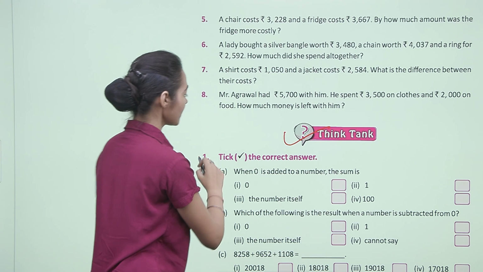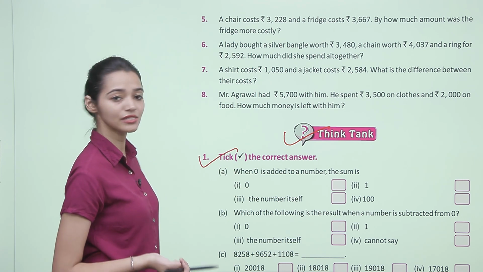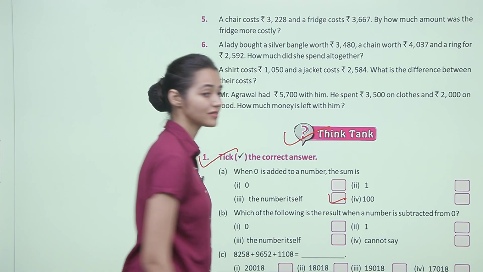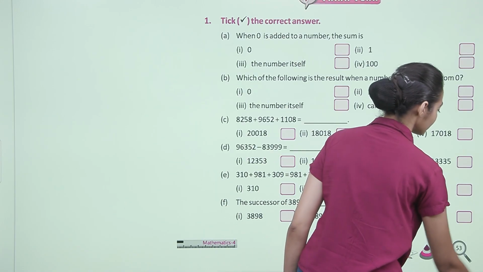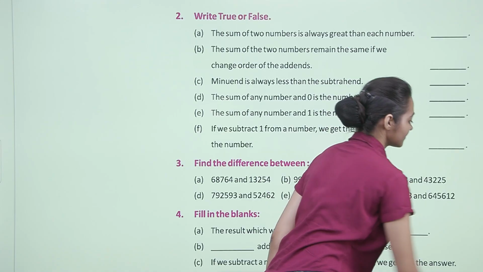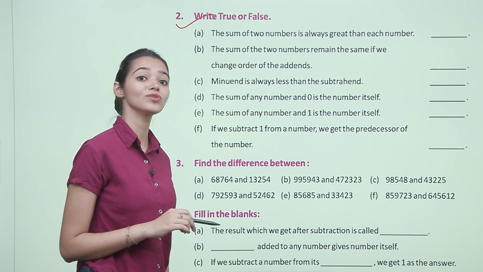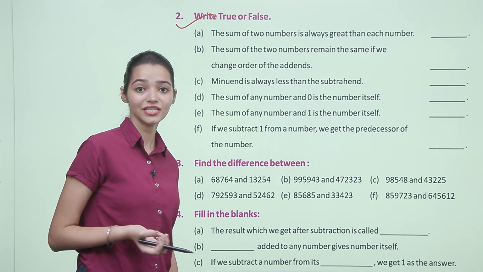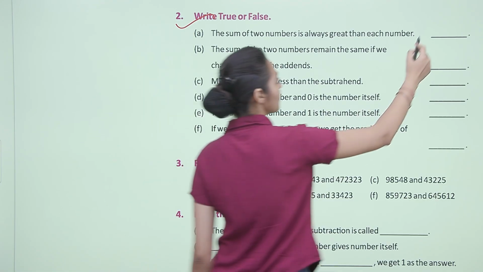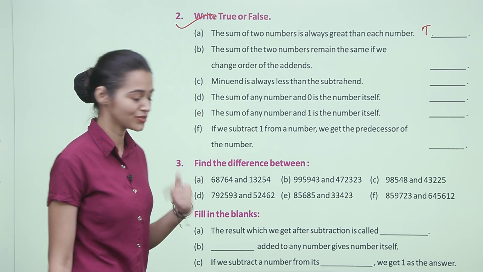Now let's start with Think Tank. We have to choose the correct answer. When 0 is added to a number, the sum is the number itself. Now next we have to write true or false. The sum of two numbers is always greater than each number. True, but false in case of 0.